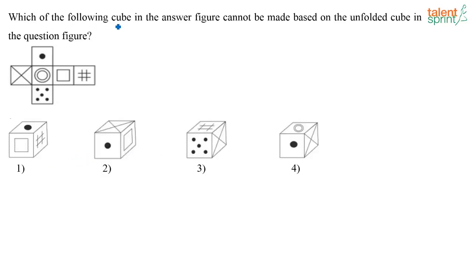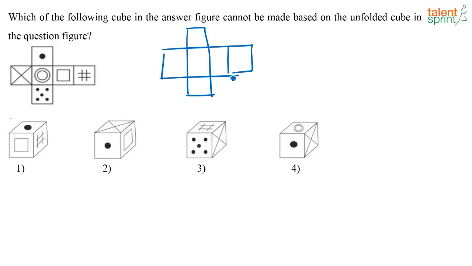Next one. Which of the following cube in the answer figure cannot be made based on the unfolded cube in the question figure? See, whenever you have an unfolded cube, you should be able to imagine when you fold it, how it will look. Okay. So let us look at this figure now, whatever they have given. Each side is like this. So if I say the sides are, let's say, this is 1, 2, 3 and 4. Now if I call this the top, then this should go to the bottom. So when you fold, you should fold it like this.